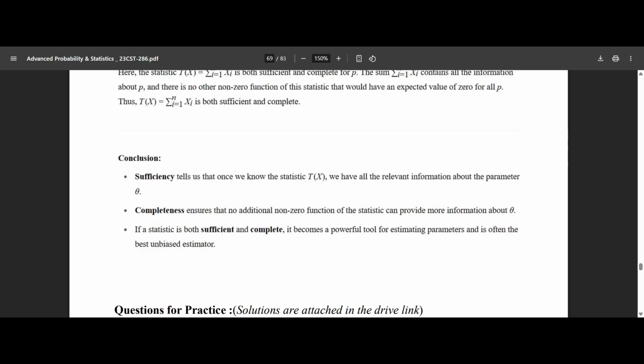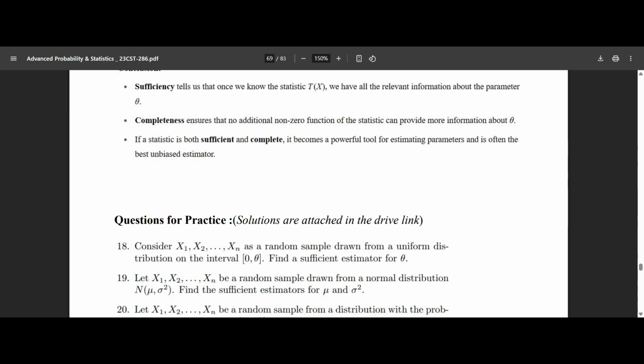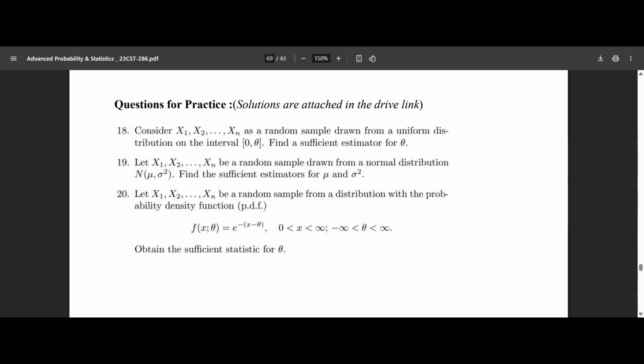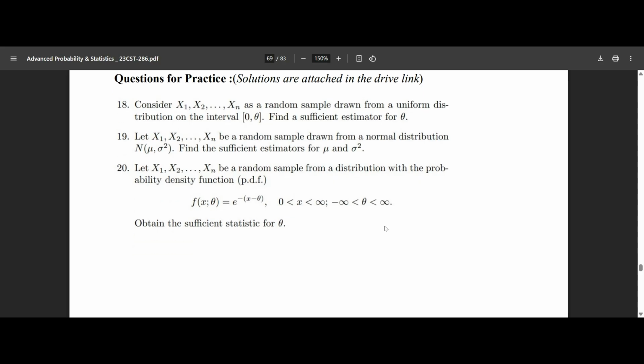So sufficiency tells us that once we know the statistic T(X), we have all relevant information about the parameter theta. Completeness ensures that no additional non-zero function of the statistic can provide more information about theta. And if a statistic is both sufficient and complete, it becomes a powerful tool for estimating parameters and is often the best unbiased estimator. So a few questions for practice I've given here. You can practice.